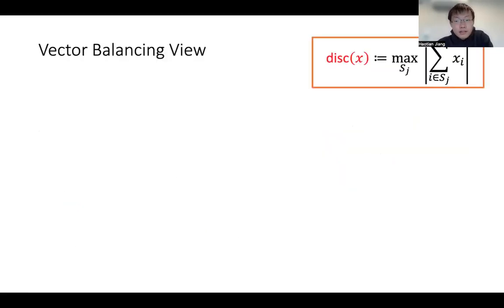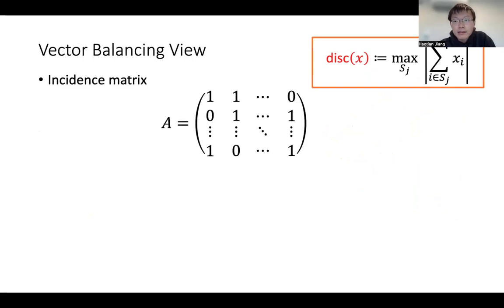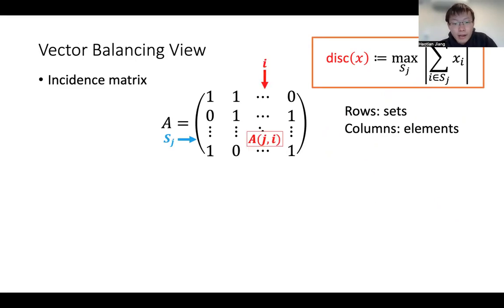Okay. So it turns out there's a different view of the same problem. It's a vector balancing view. For this, you look at the incidence matrix A of the set system. This is a 0-1 matrix whose rows correspond to sets and columns correspond to elements. For a row Sj and a column, which is an element i, the entry Aji is equal to 1 if the element i lies in Sj and 0 otherwise.